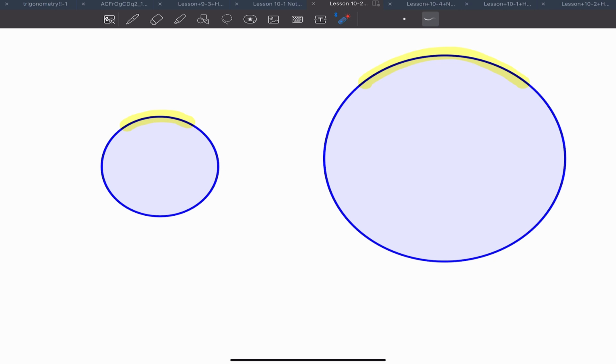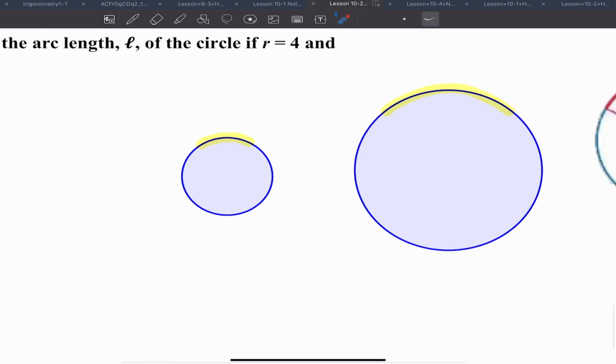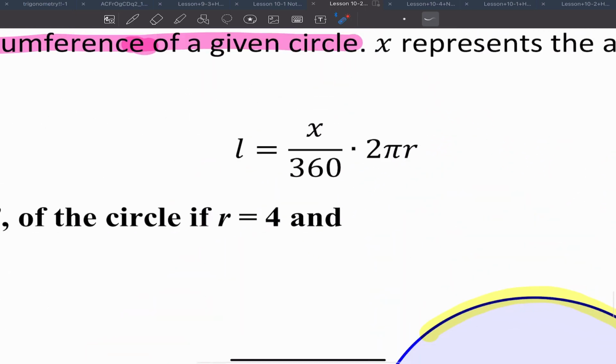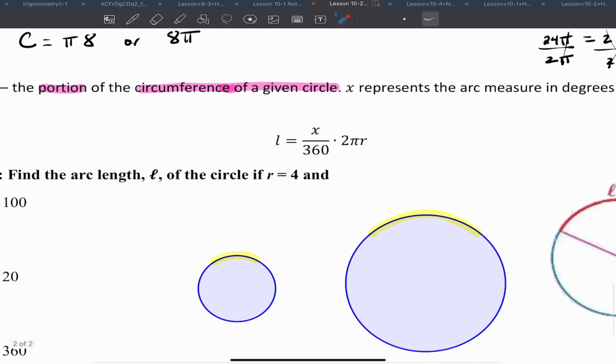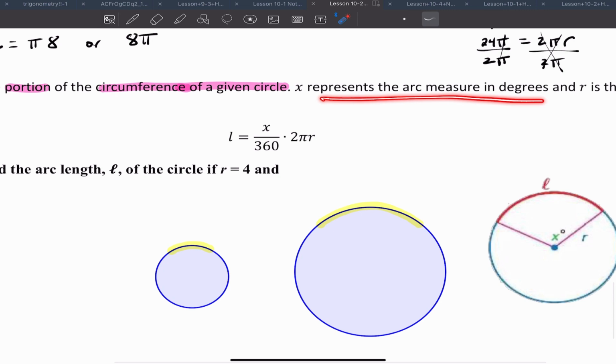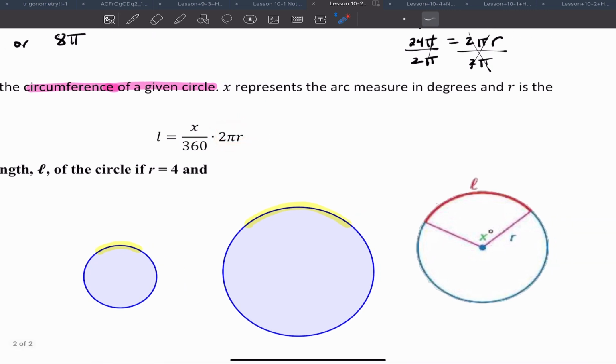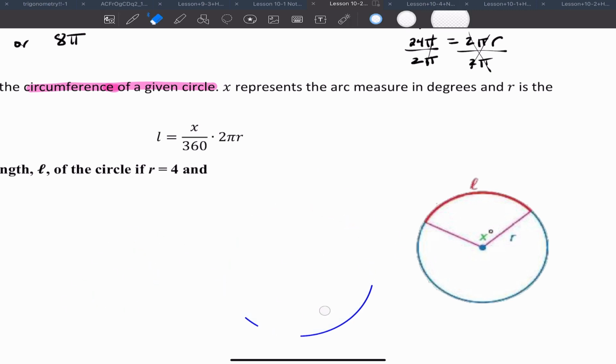And to figure out how long both of those crusts are, we have to use this formula, which is L, the arc length, is equal to x, which represents the arc measure in degrees, over 360, times the circumference, where we have 2 pi r. R is the radius. Now, let me go ahead and erase this, and then I want to elaborate what x is. So x represents the arc measure.